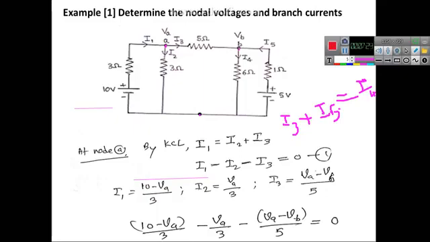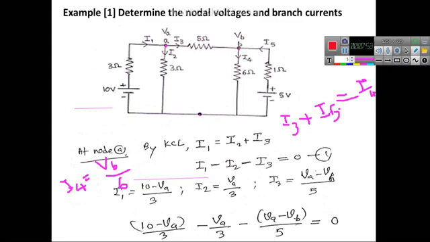Now what is the equation for I3? I3 is equal to, we already know, VA minus VB divided by 5. Then what is I4? I4 is equal to VB divided by 6, because VB minus 0 divided by 6, so that is VB by 6 itself.